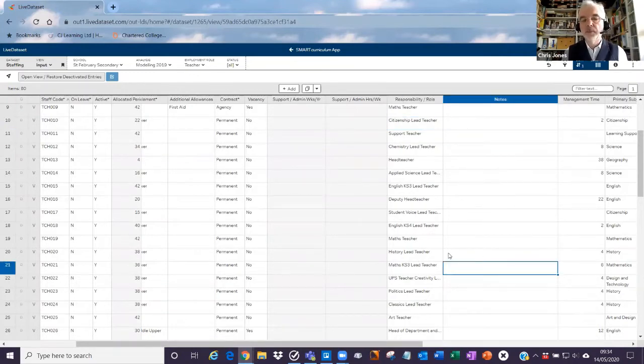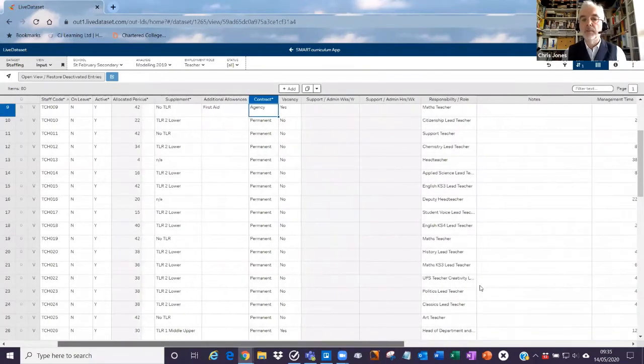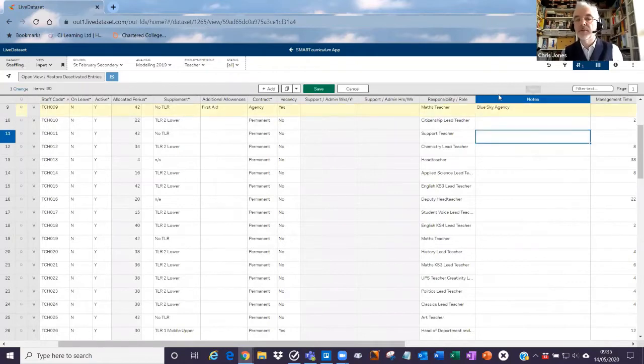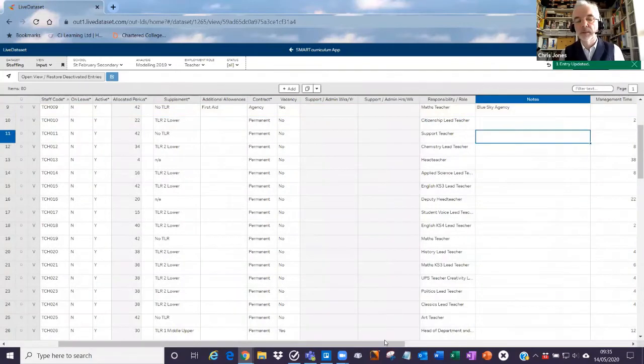So we've got some schools that are quite happy to identify, let's say, those agency members of staff, this one up here. So this is our maths teacher. They would put in here which agency this person has come from. So we identify that, it goes yellow, we save it, and that identifies them.